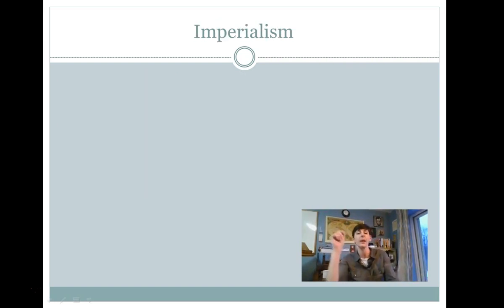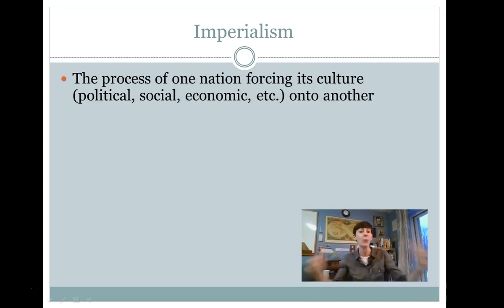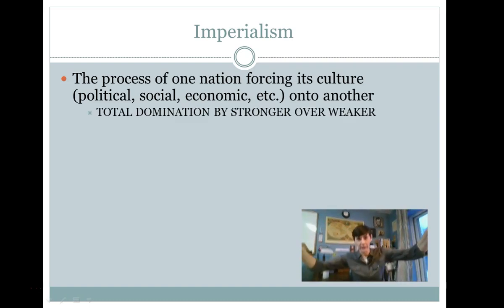All right, imperialism. Now, okay, this should be massive review for all of you. Imperialism: the process of one nation forcing its culture and political, social, and economic ideas onto another country. Total domination, okay, total domination by the stronger country over the weaker country. We should know this.